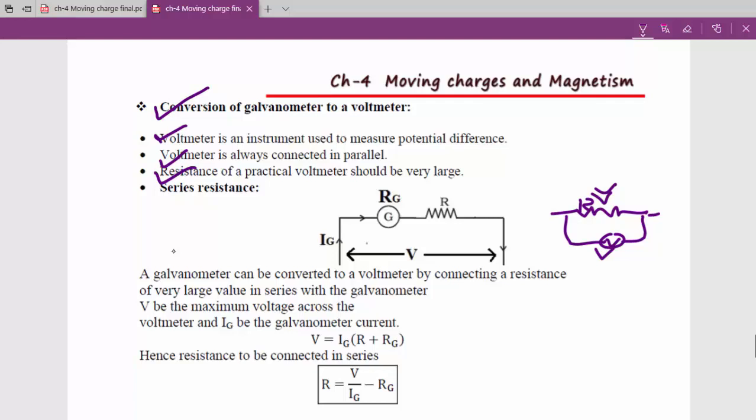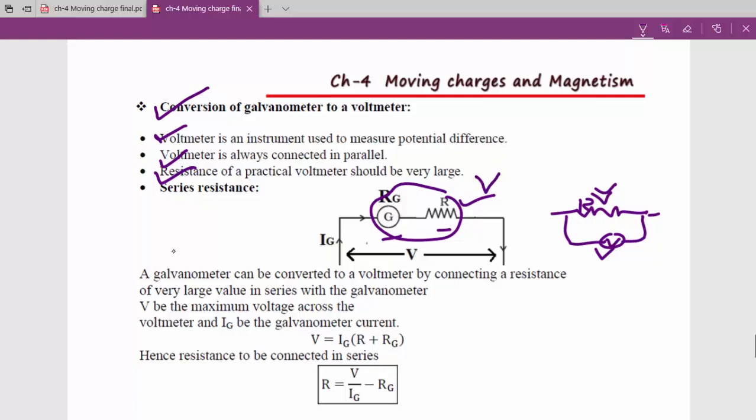With this knowledge, how is the galvanometer converted into a voltmeter? A galvanometer is converted into a voltmeter by connecting a high resistance in series. If a high resistance, here I am pointing, is connected in series with the galvanometer, the whole combination acts as a voltmeter.